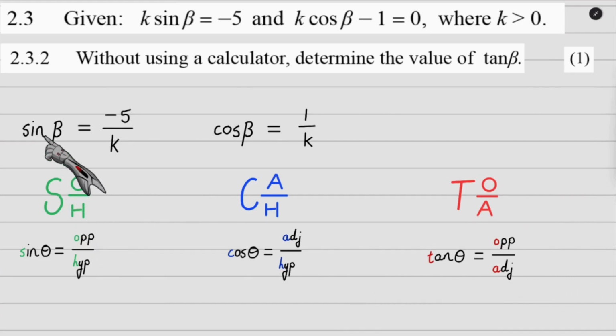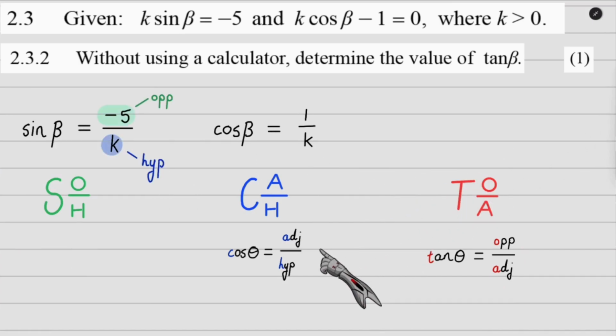Okay, so for sine, that's the opposite over the hypotenuse. So I know minus 5 is the opposite, and I know k is the hypotenuse. And if I analyze cos in the same fashion, we can see our hypotenuse agrees with the sine, and then the top one will be adjacent for cos.